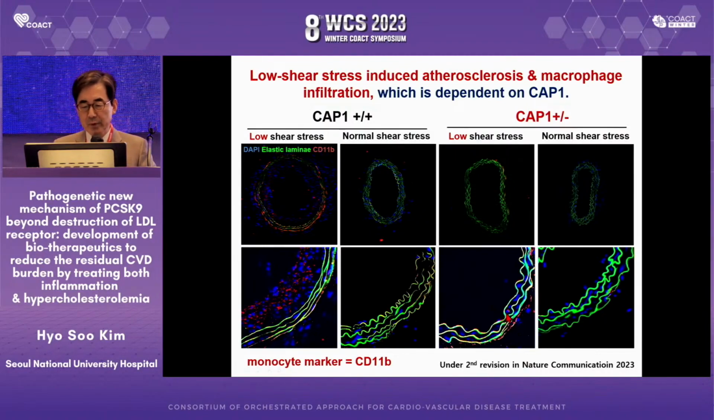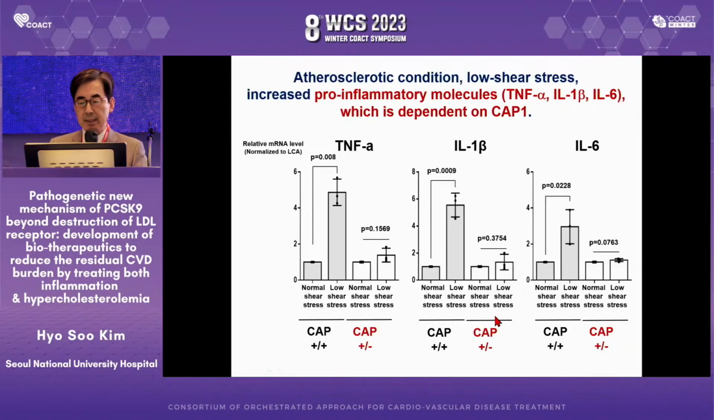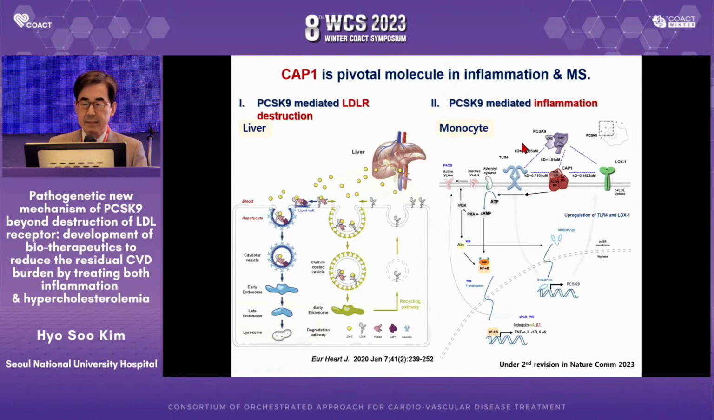The PCSK9-CAP axis is very important to induce macrophage activation. But without CAP, macrophages are not activated. Even in the presence of low shear stress, there is no plaque and no cytokines. Thus, CAP is really a pivotal receptor to mediate the bad actions of PCSK9. Once again, CAP is a pivotal molecule in inflammation and metabolic syndrome.